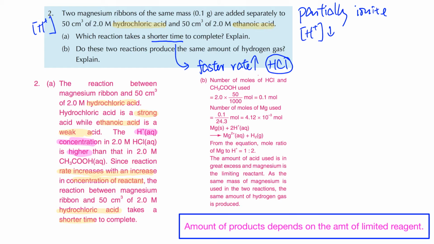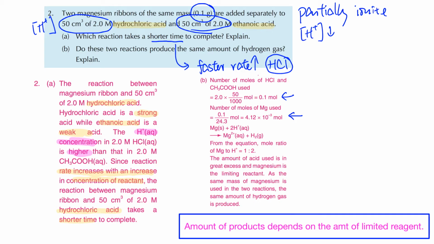So second part, do these reactions produce the same amount of hydrogen gas? We have to check which one is the limiting reagent. So this one will be 2 times 0.05, so you have 0.1 mol for the acid. So both of them are the same. And the other one is 0.1 gram of Mg. So if 0.1 gram, we found that the number of moles of Mg is 4.12 times 10 to the negative 3.